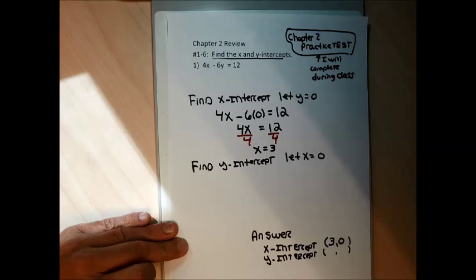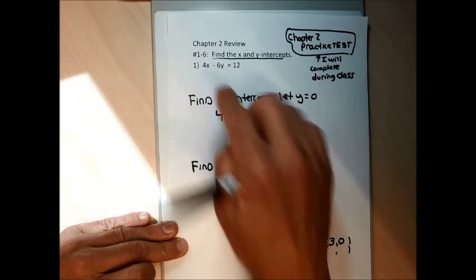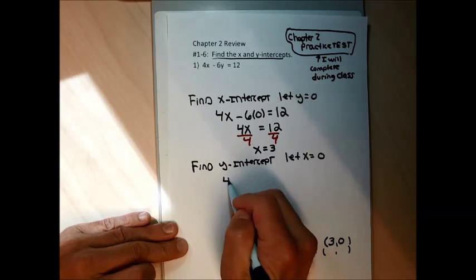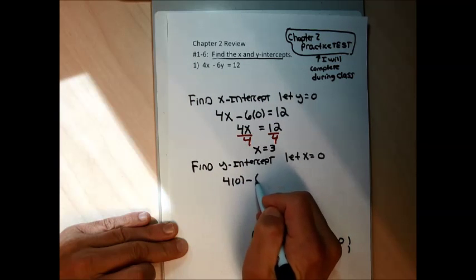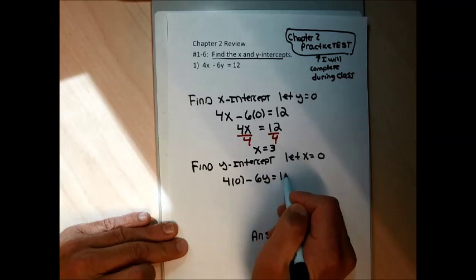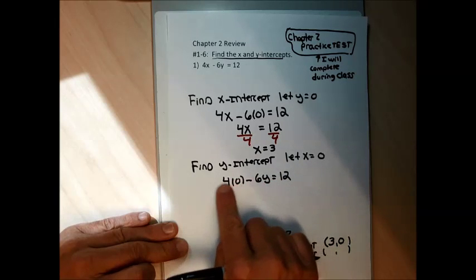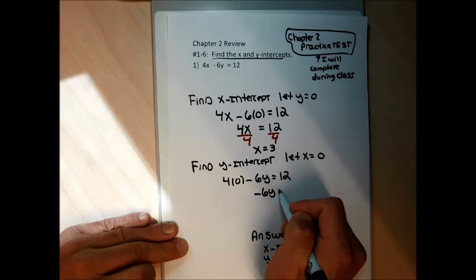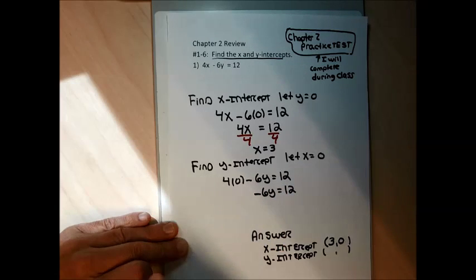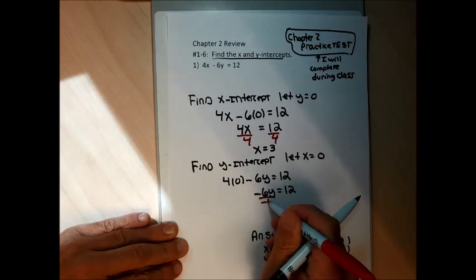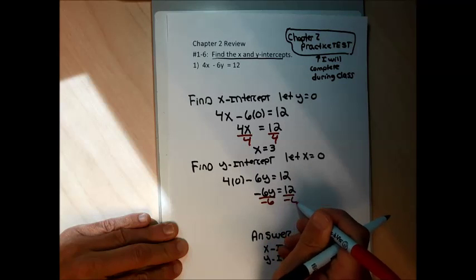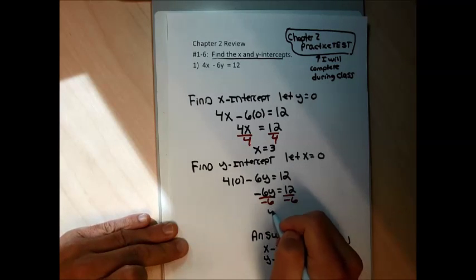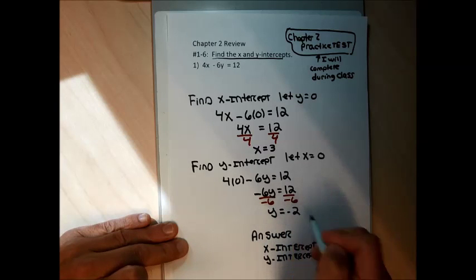The second part of this, finding the y-intercept, wants me to plug 0 in for x. So I'm going to go 4 times 0 minus 6y equals 12. This piece turns out to be 0, and this gives me minus 6y equals 12. And I'll divide both sides by negative 6. That'll give me y on the left side, negative 2 on the right side.